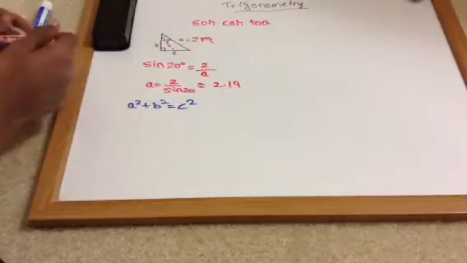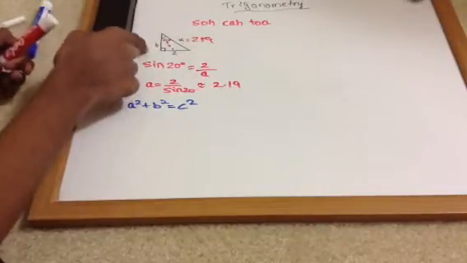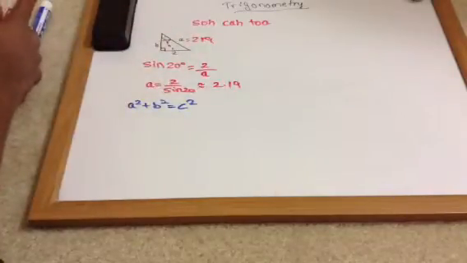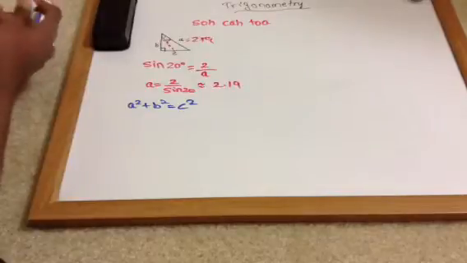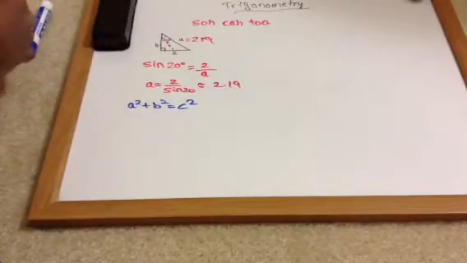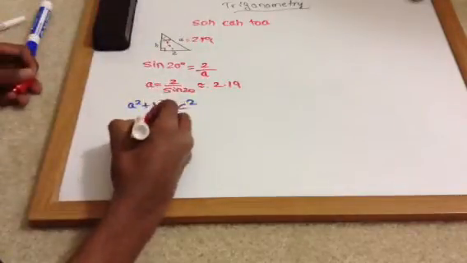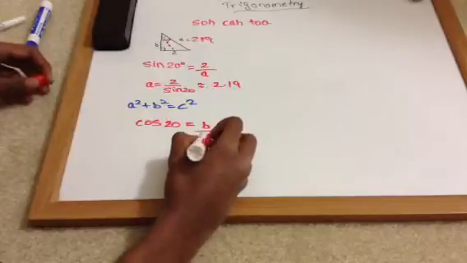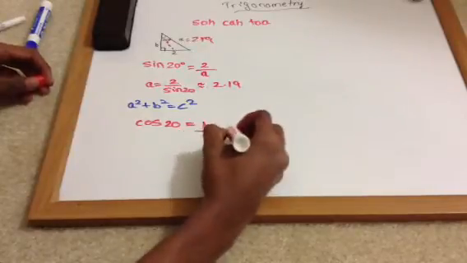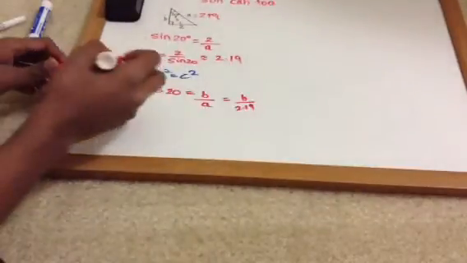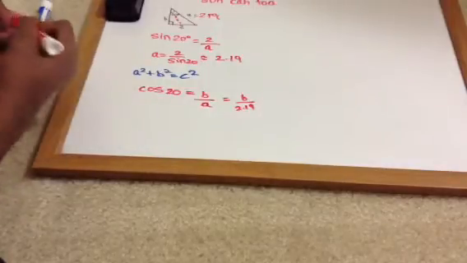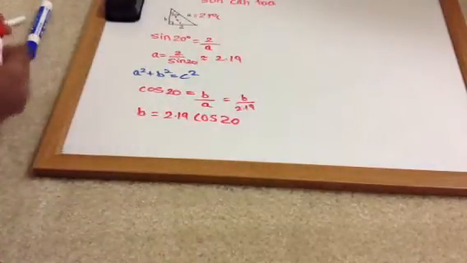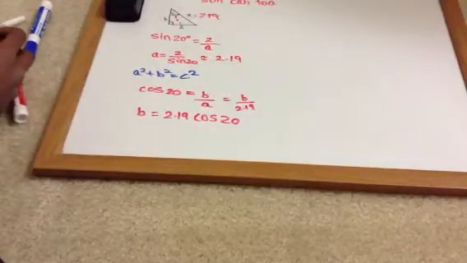So we need to find b. So b is the adjacent side. So what includes adjacent sides? It is CAH and TOA. You can try out both of them, but I am going to go for cosine. So cos of 20 is equal to the adjacent side, which is b, over the hypotenuse, which is a, which is equal to b over 2.19, as we just figured out. So now b is equal to 2.19 cos of 20. So you have to multiply cos of 20 degrees with 2.19.